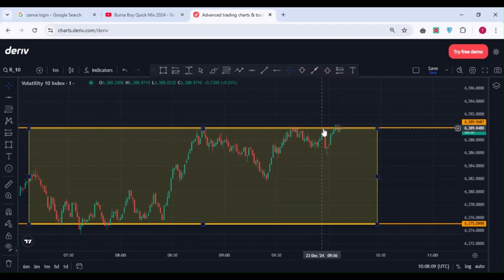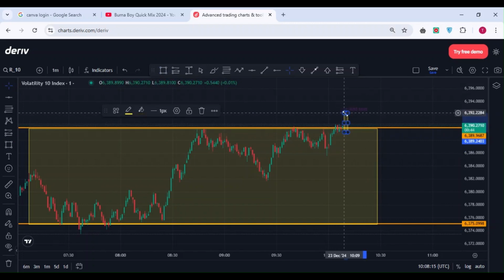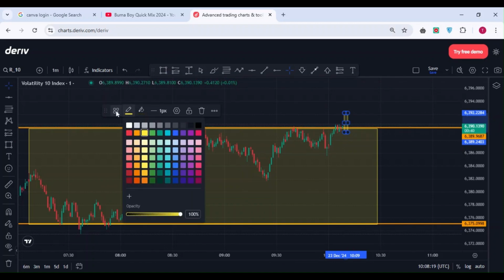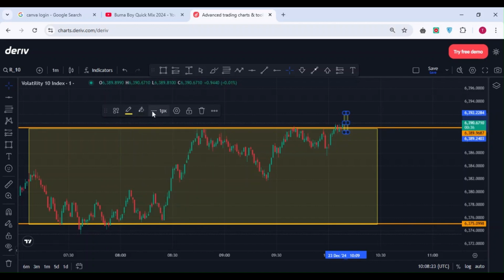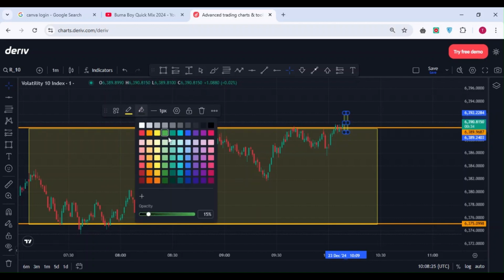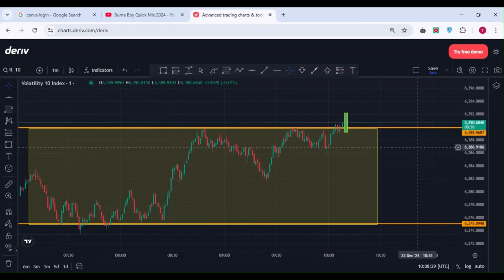So for us to take a trade now, we are looking for a good strong bullish candle. Let me mark that and fill it with green. So in case we see a strong bullish green candlestick, we know we take the trade upwards, targeting the highest point on that point.